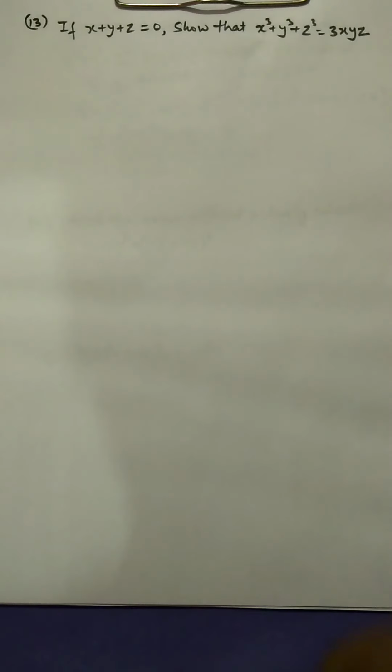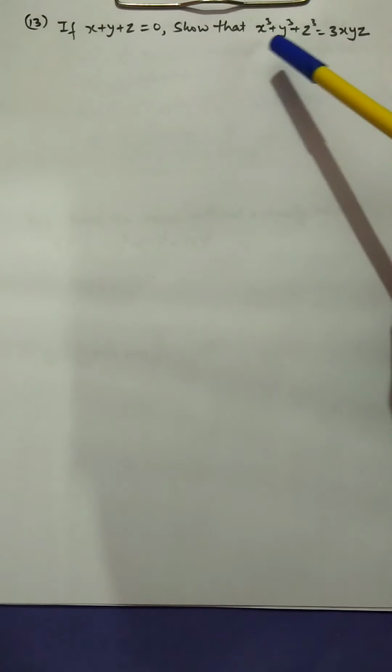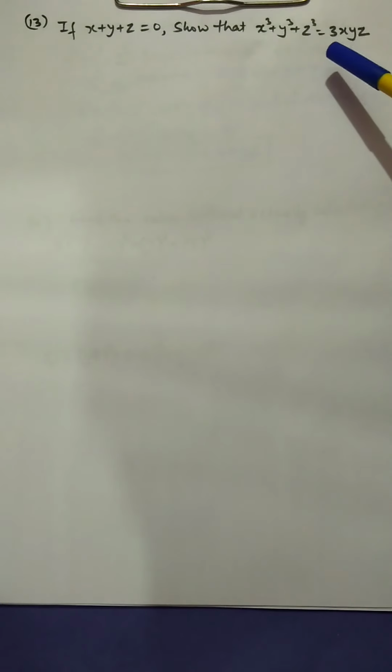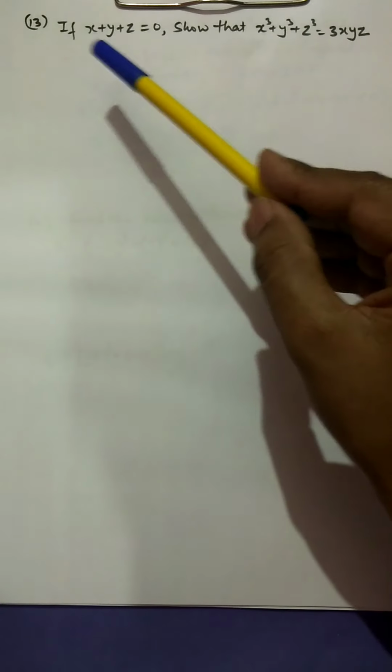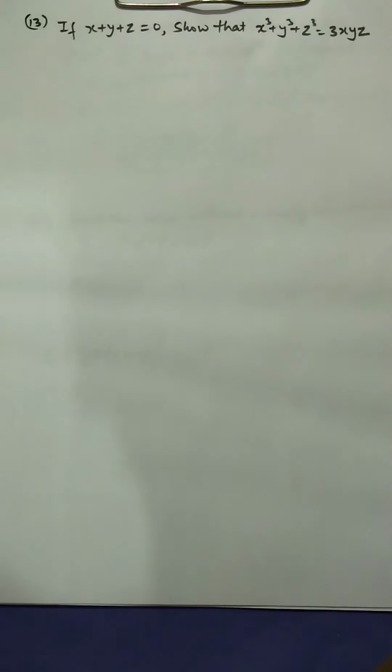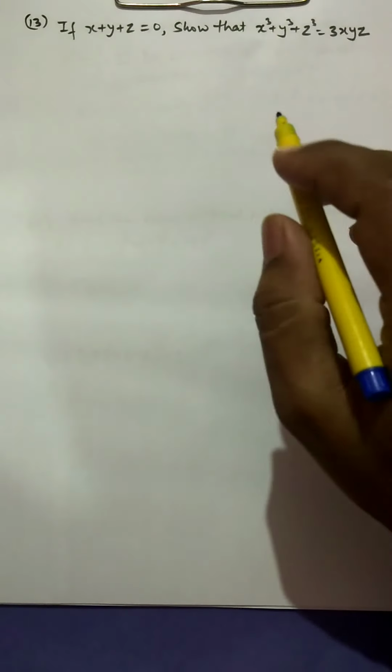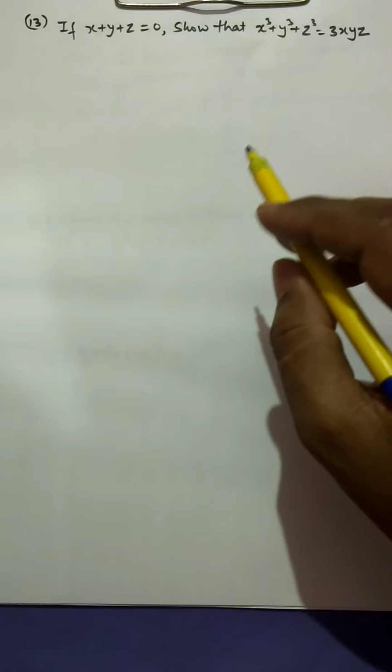This is question number 13. You have to show that x cube plus y cube plus z cube equal to 3xyz if x plus y plus z equal to 0. This is very important result, and it's going to be used in a larger scale. So see this, how this proof, and you take this proof as an identity also, one kind of identity.